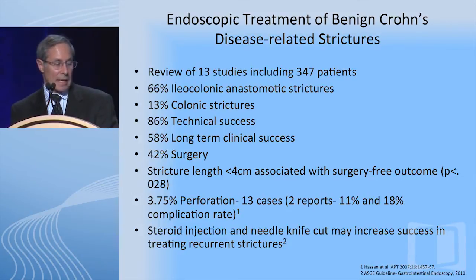66% had ileocolonic and anastomotic strictures, and 13% colon strictures. Dilation led to 86% technical success and 58% long-term clinical success, which is pretty impressive, but 42% of patients ended up needing surgery. A stricture length less than 4 centimeters led to optimal results associated with surgery-free outcomes.